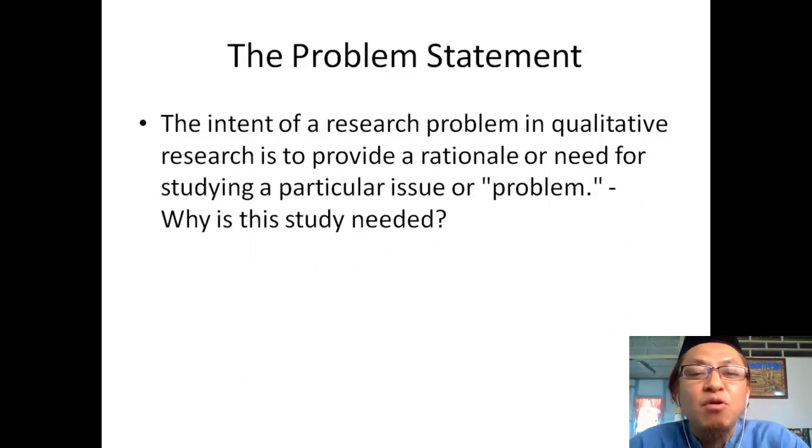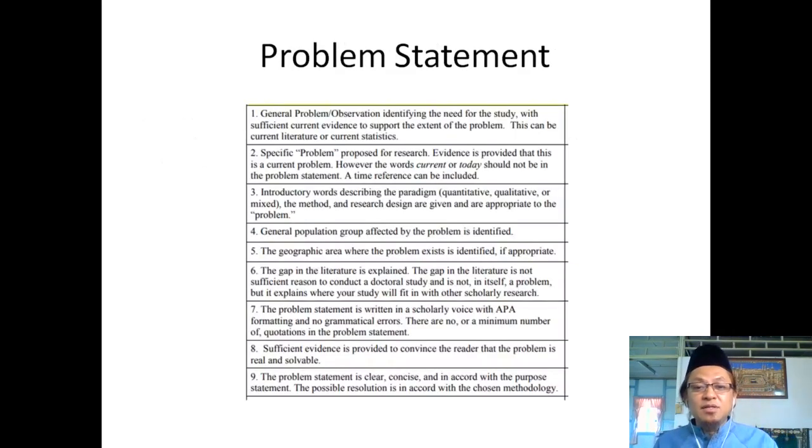All right, writing the problem statement for the qualitative research. So, not only qualitative research, for any given research, be it quantitative or qualitative, you have to have a research problem. So research problem is actually the intent of what you want to do. So why is this study needed? That is the question that you are addressing. Okay, so this is the general guideline for you to write the problem statement. You have the general problem that you have already observed, and then you will focus on the specific problem.